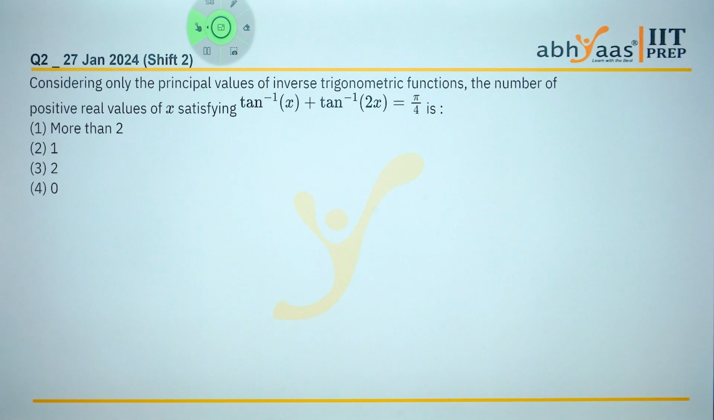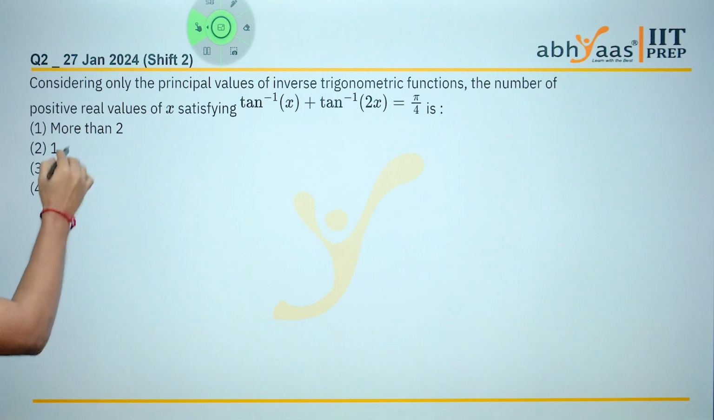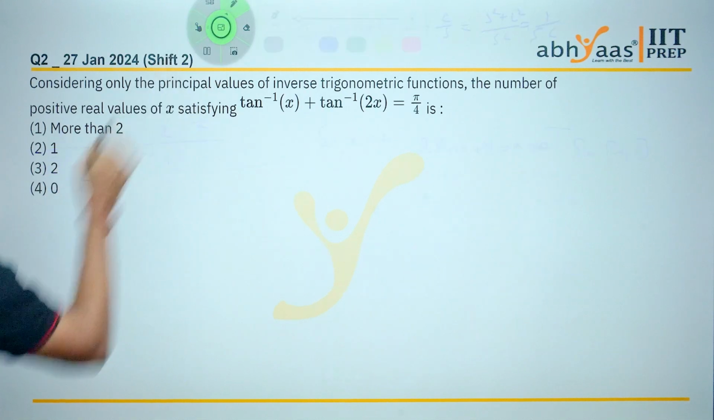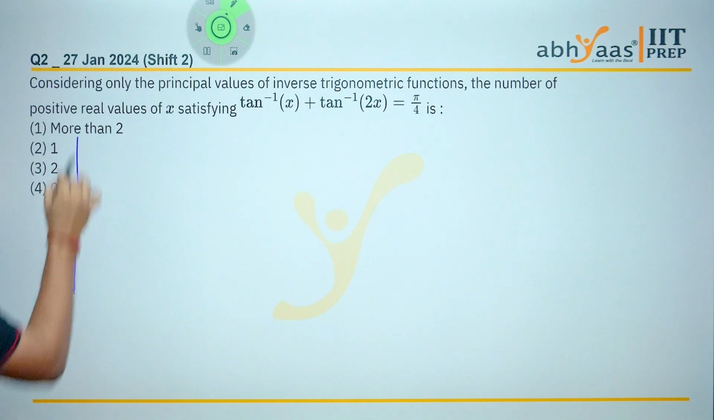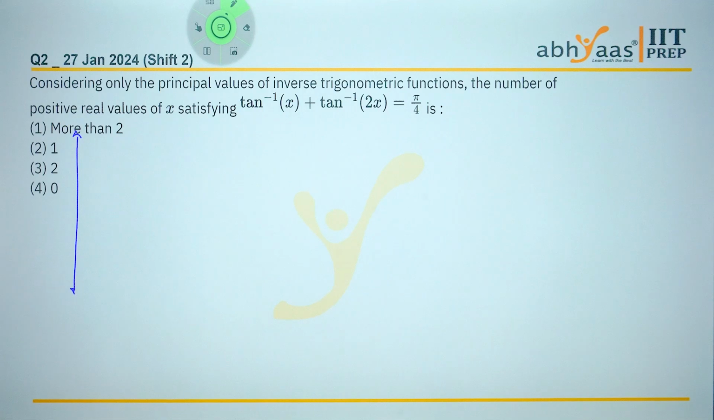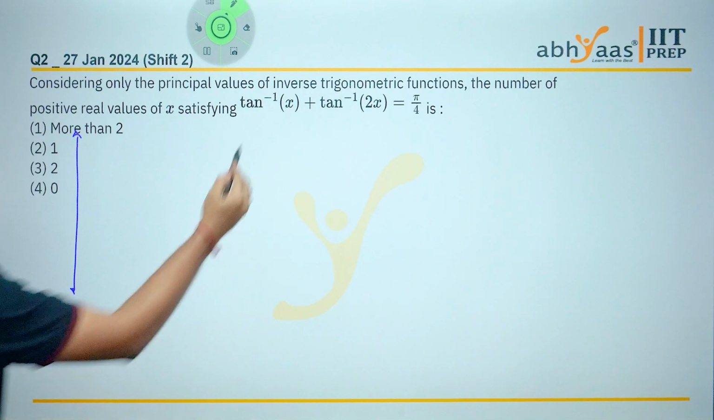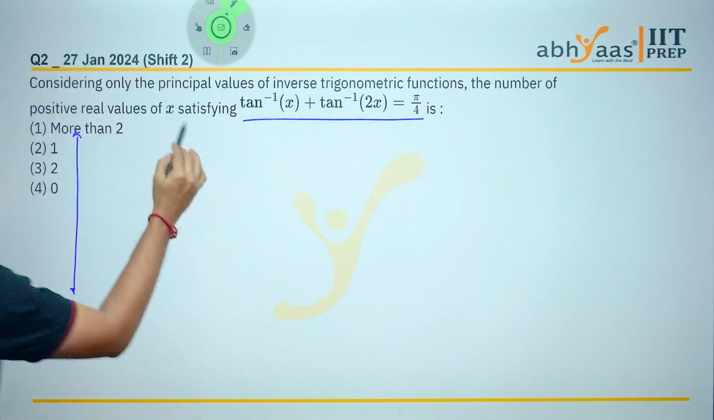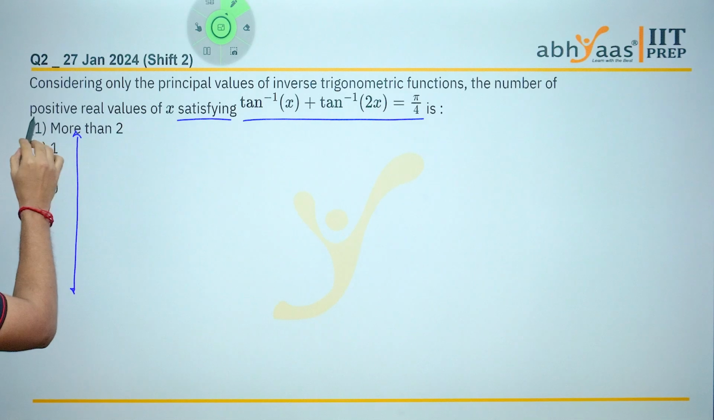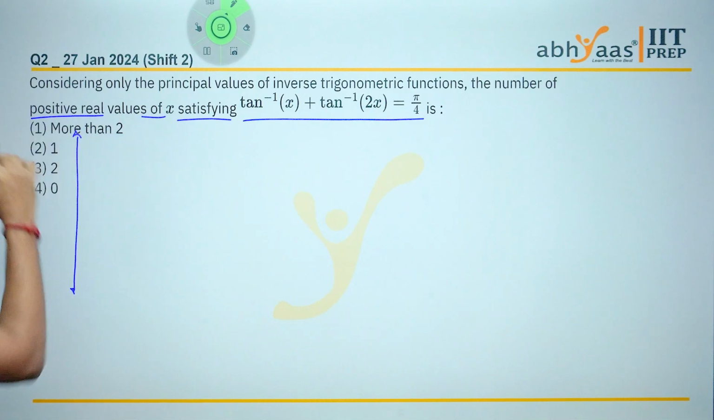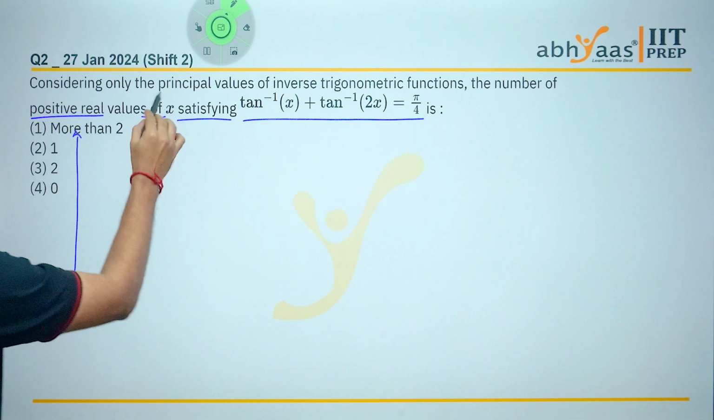Considering only the principal values of inverse trigonometric functions, the number of positive real values of x satisfying tan inverse x plus tan inverse 2x equal to pi by 4. So I hope you will read the question from later onwards. Given this equation, we have to get positive real values of x, principal value.